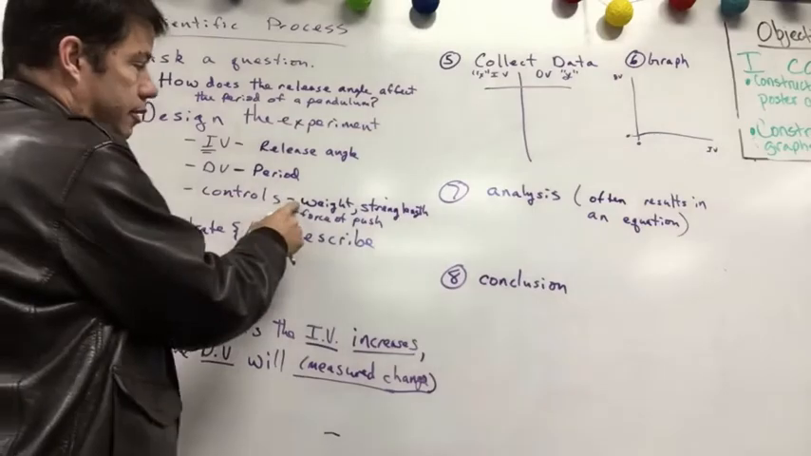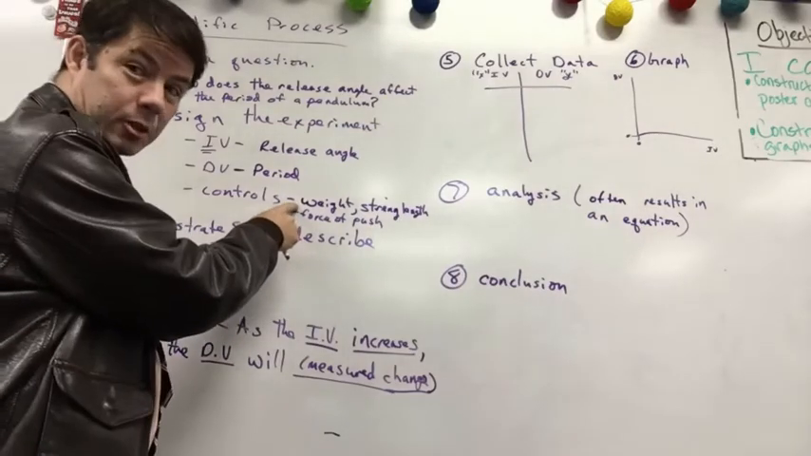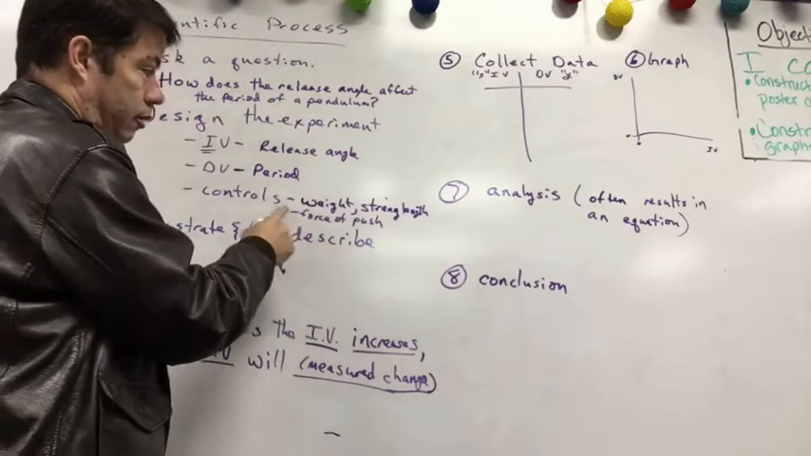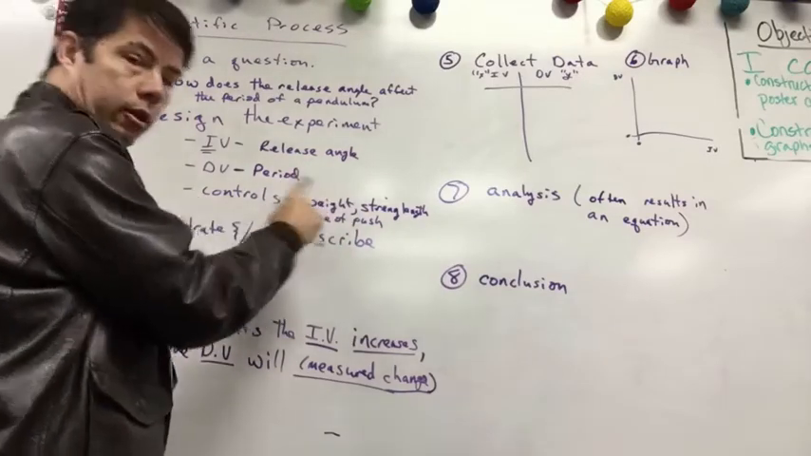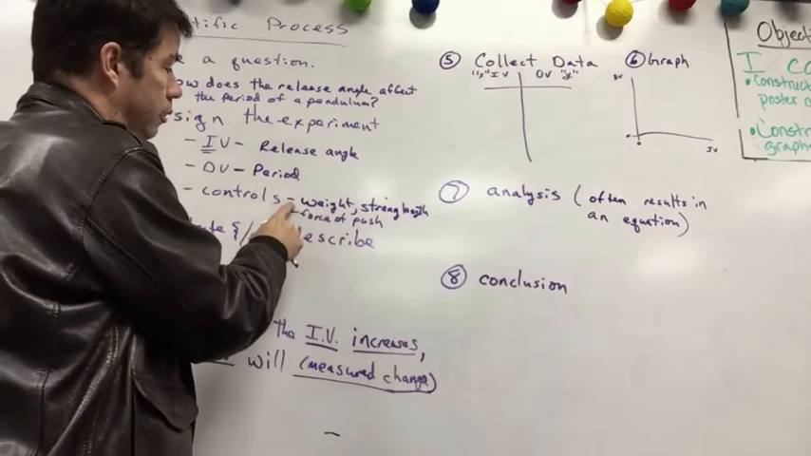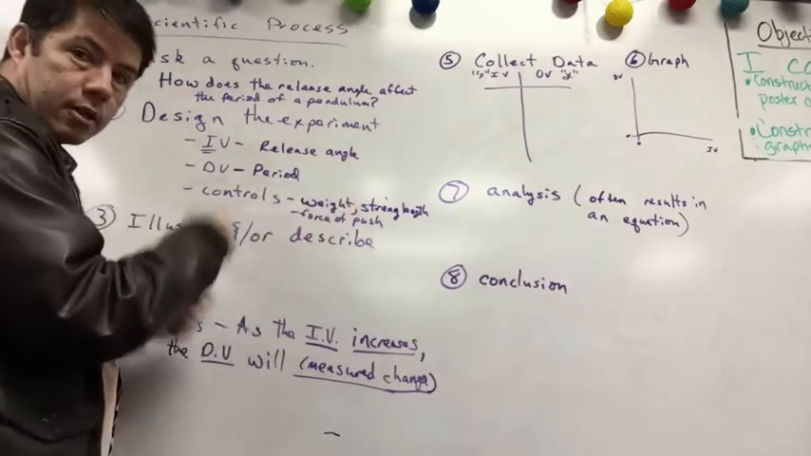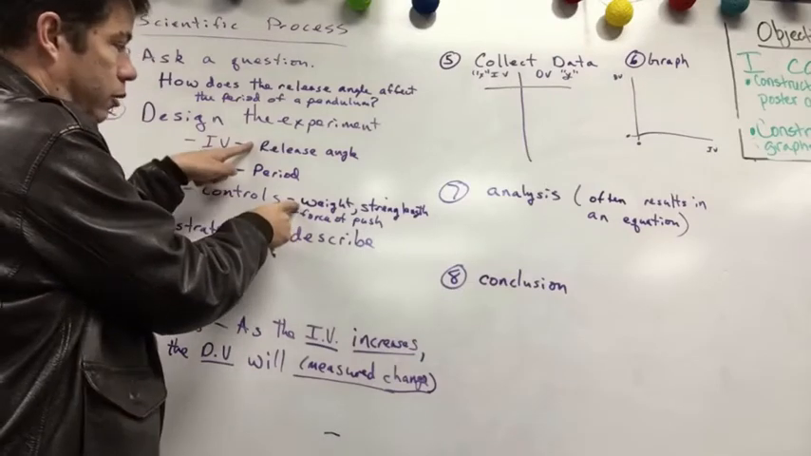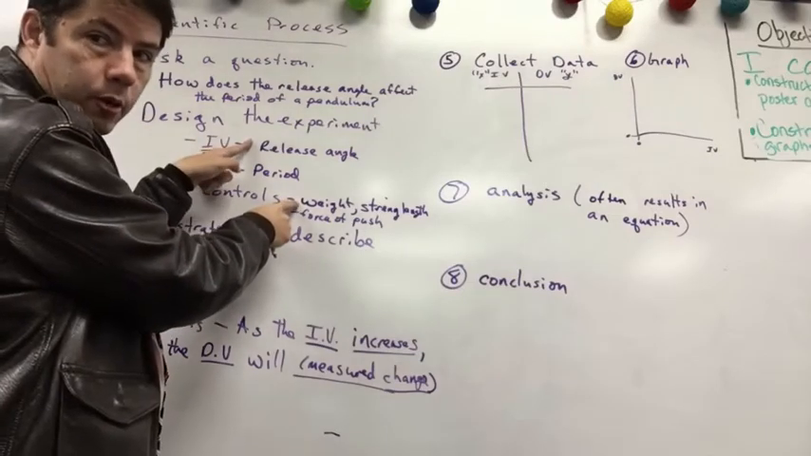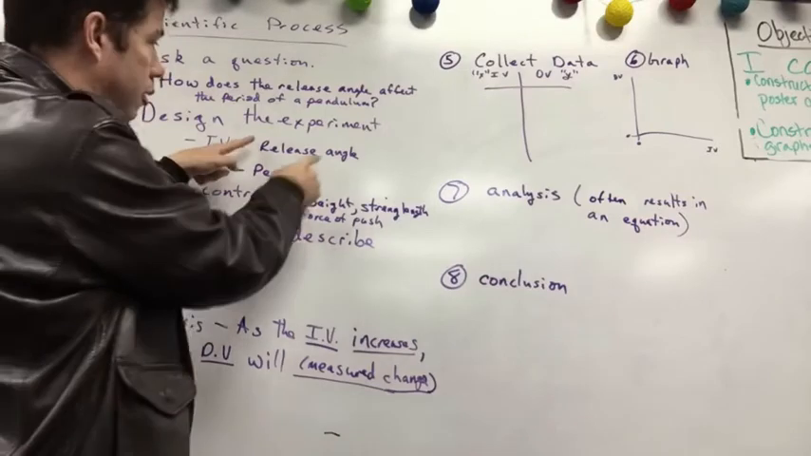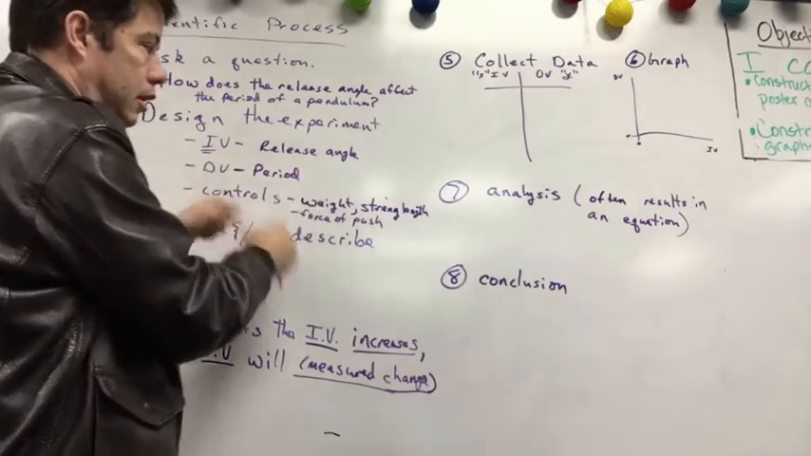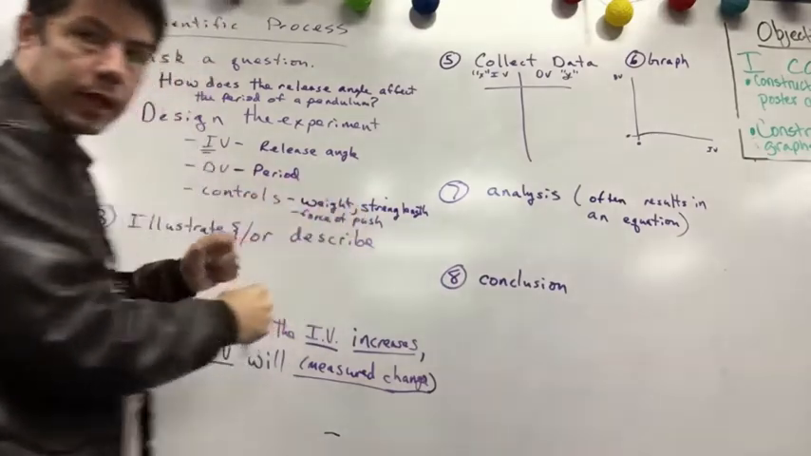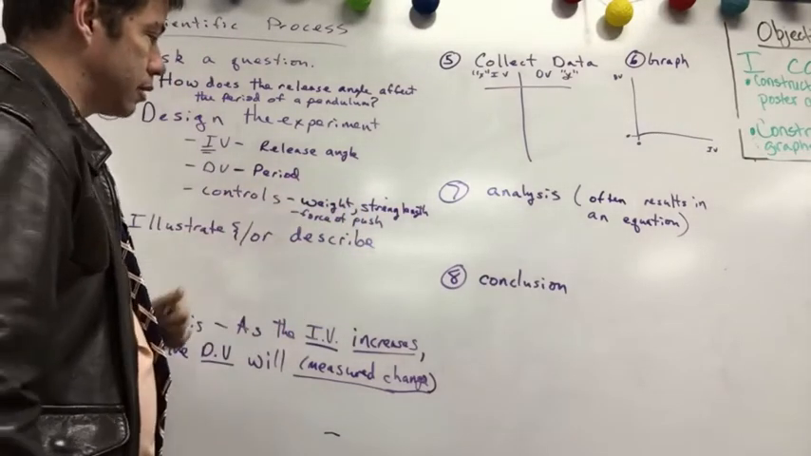Now I want you to notice here, these are things we could also test as an independent variable in a future experiment. So we could do weight, but we only want to test one, because if we do two at the same time, we won't know which one is actually affecting the experiment. So we're going to do one at a time, and we're going to do this one together, and then we're going to let you play with and do some of these on your own.